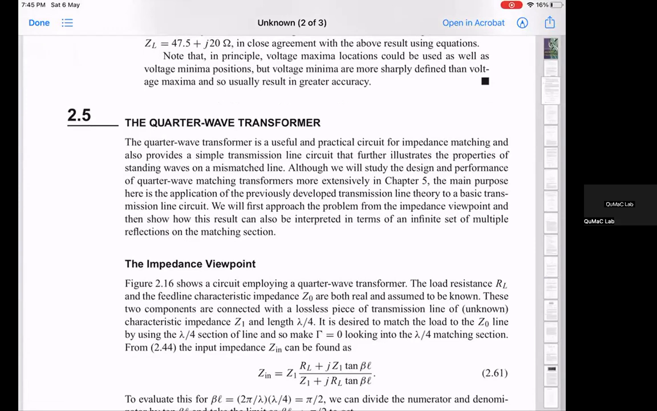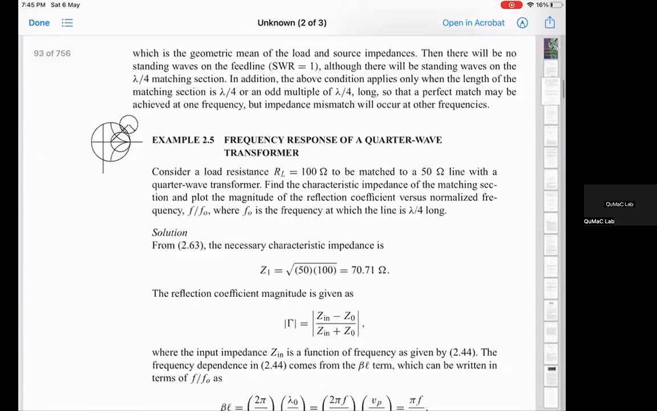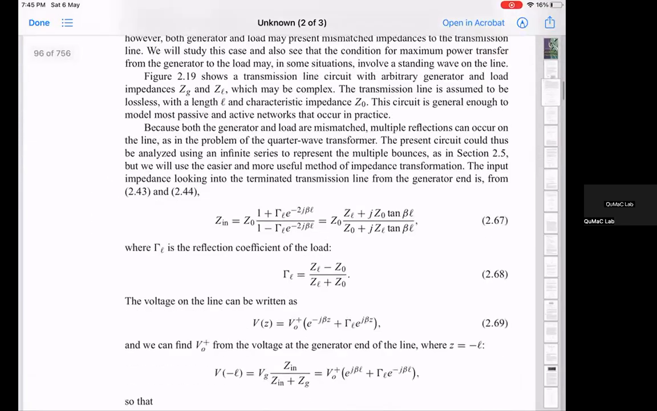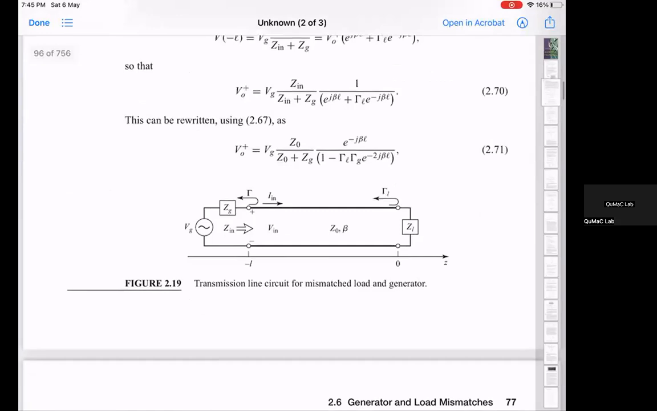Section 2.6 is the case where you have both a load and a source, and what if both are mismatched? So in this case, the source resistance, which we typically assume to be Z0 in the conventional case where the transmission line is Z0, 50 ohms, and the source impedance is also 50 ohms. Here, this is the most general case where the characteristic impedance of the transmission line is different than the impedance of the load at one end, and it's also different than the impedance of the source as well.